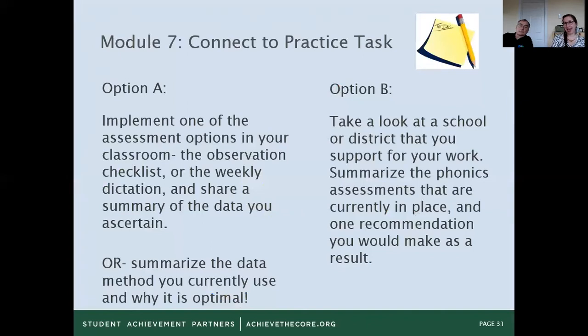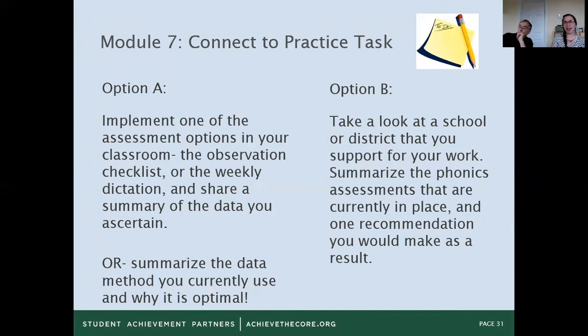So your Connect to Practice task this week, there are a couple of options. If you're in the classroom, you can either implement one of those assessment options, either the observation checklist or the weekly dictation, and share a summary of the data that you find. Or you can summarize the data method you already use if you feel like you have one that's optimal to share with us. We'd love to learn from you and with you.